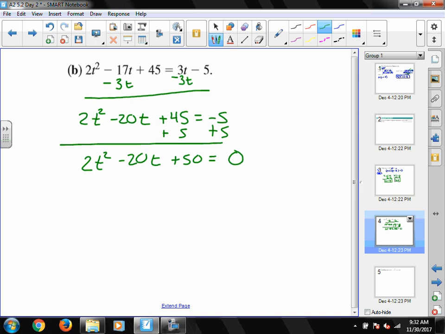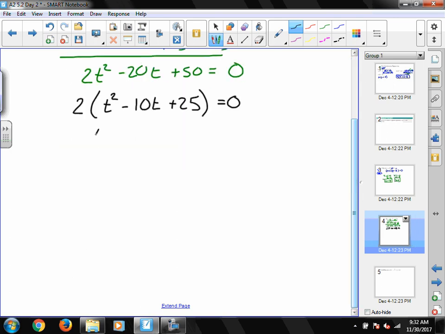Now we can start looking to factor. Before you just jump in here, look at your numbers: 2, negative 20, and 50. Do I have a greatest common factor? I do. I can factor out that 2, so I'm left with t squared minus 10t plus 25 is equal to 0. This is a little easier for us to factor.